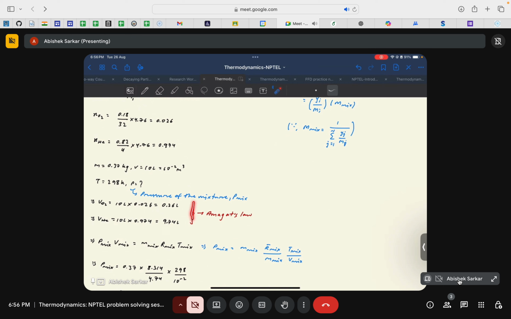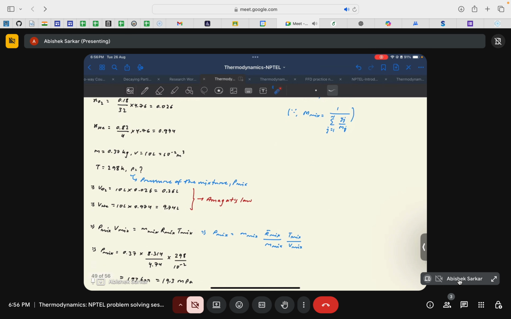Okay, that we obtained from Amagat's law. Now we need the pressure. Using the ideal gas law for the mixture, we can write P mix times V mix is equal to M mix times R mix times T mix. Or P mix is equal to M mix divided by the universal gas constant R mix divided by capital M mix, the molecular weight of the mixture, times P mix divided by V mix.